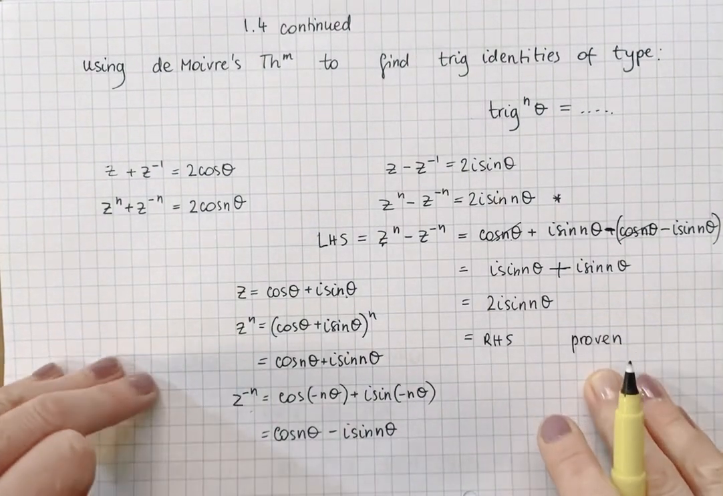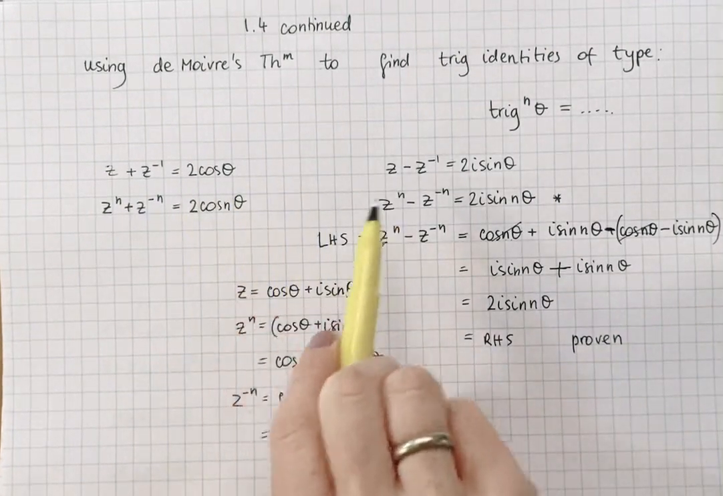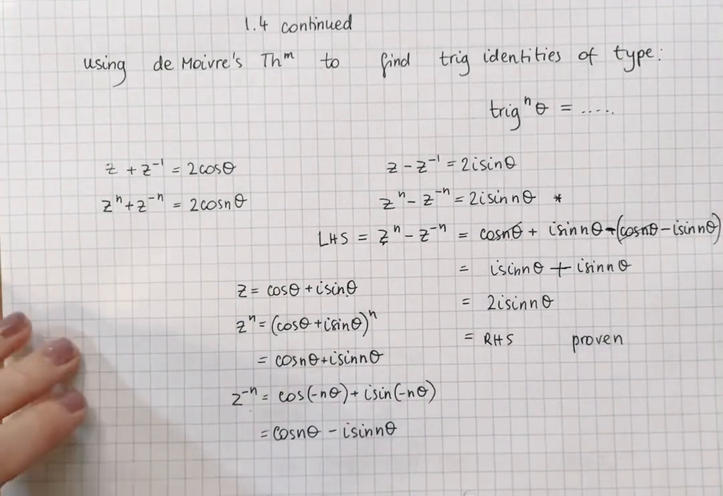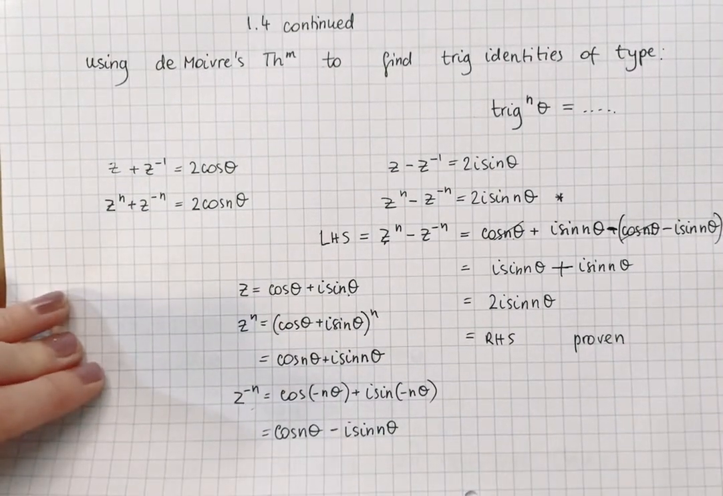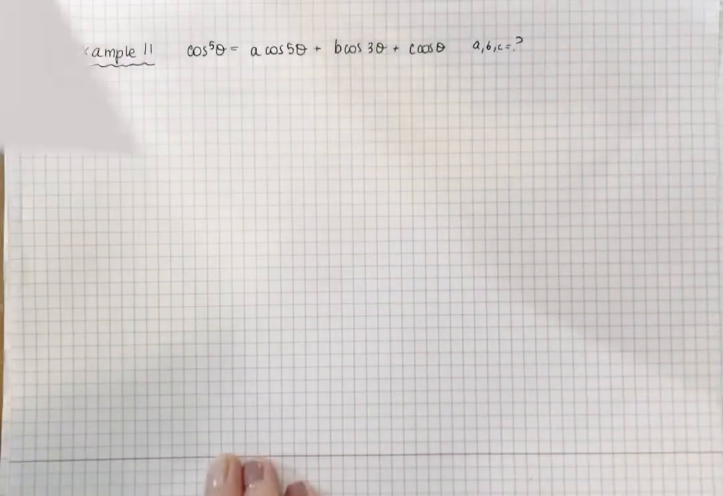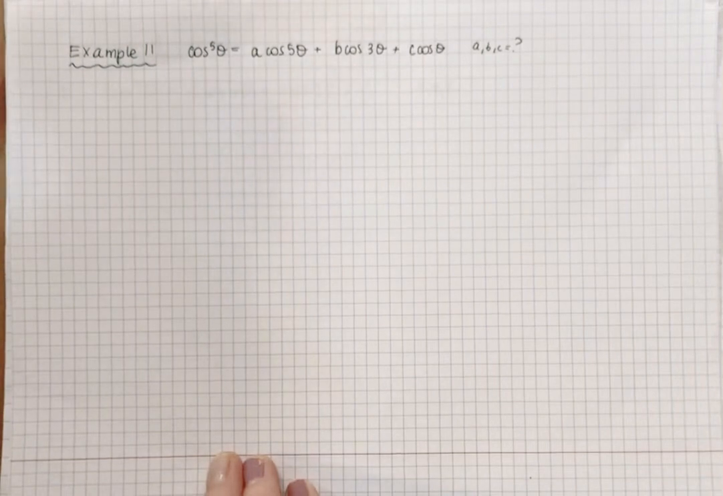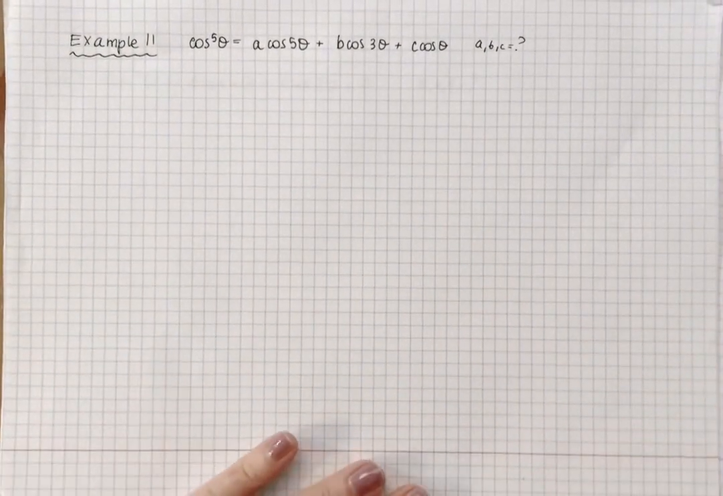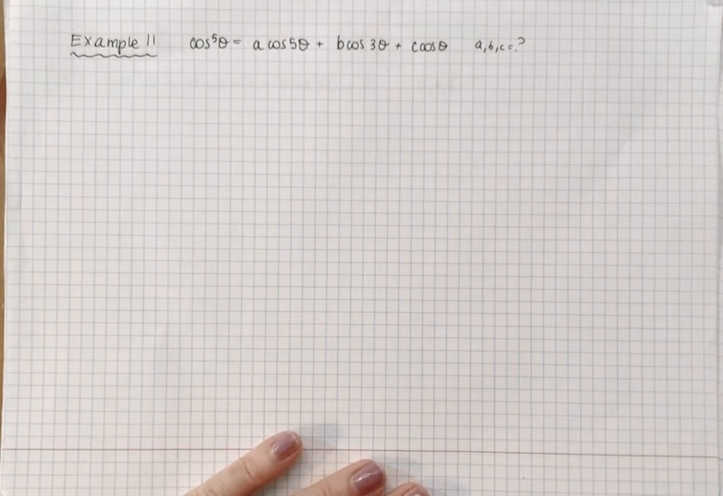You should be able to derive any of these four identities at any point. Quite often it's asked in part a of a question on de Moivre's theorem. So we're going to go ahead and use those identities to answer a question of the second type.